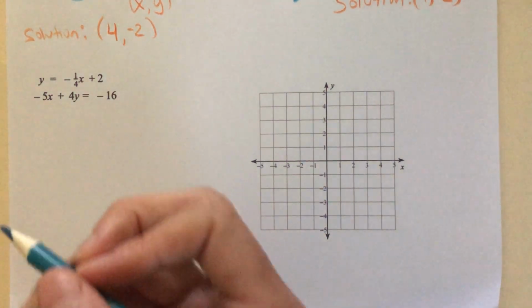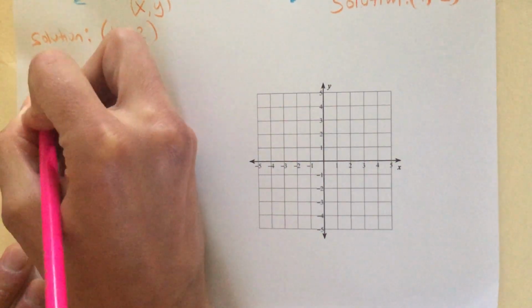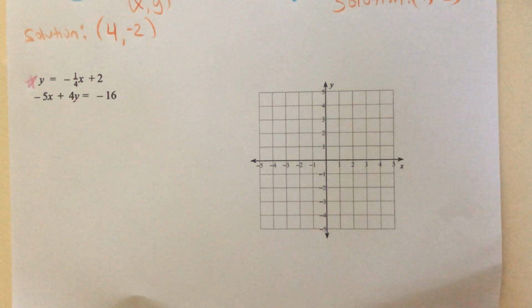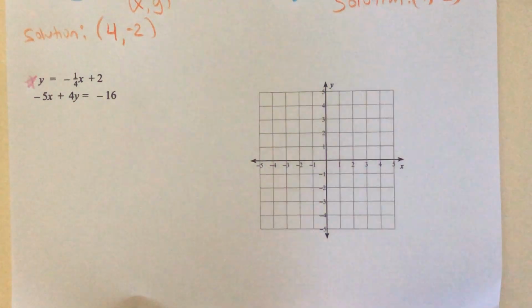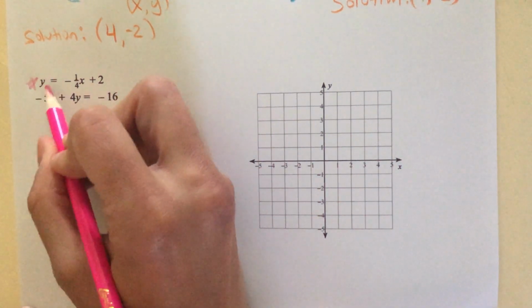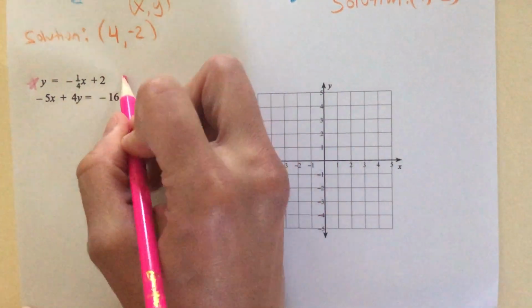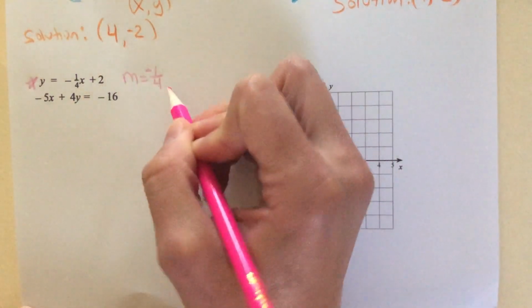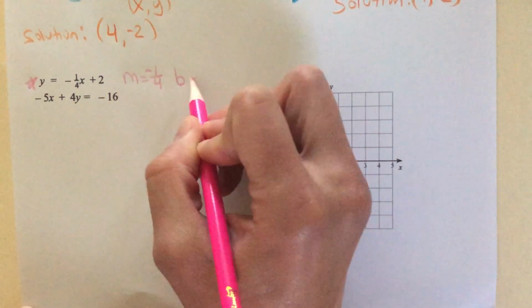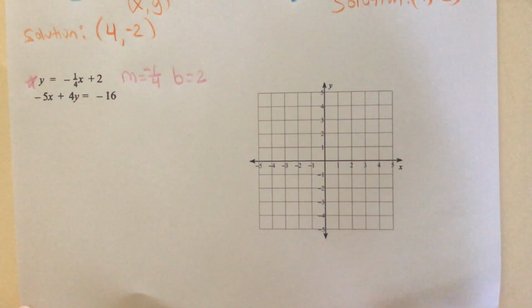So I'm going to use my pink colored pencil to look at my first equation. It says y is equal to negative 1/4 x plus 2. Since that has the y isolated and the m and the b on the other side, I'm able to figure out that the m, or the slope, is negative 1/4, and the b, or the y-intercept, is equal to 2, I can go ahead and graph that equation right away.